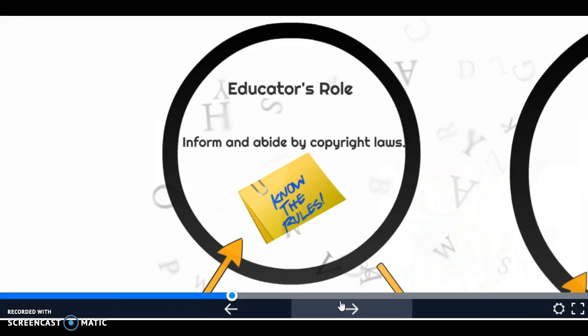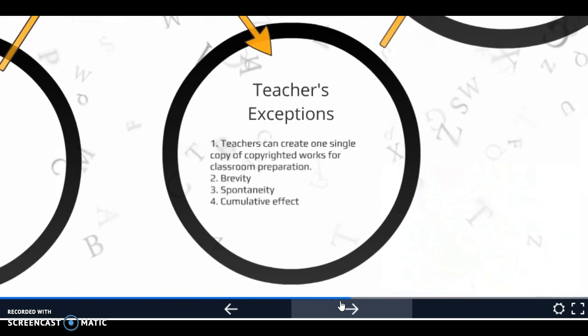So now, although there are a lot of exceptions to what we can do and need permission on, there are definitely exceptions for teachers as to how many pages we can use and what we can take that page from. There are also four factors for teachers' exceptions, and these exceptions are in place so that we understand how much we can use as a teacher.